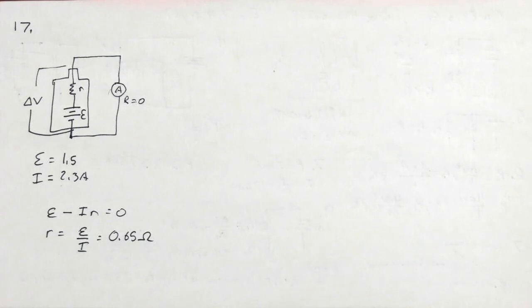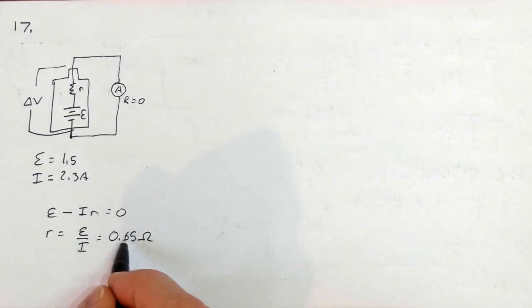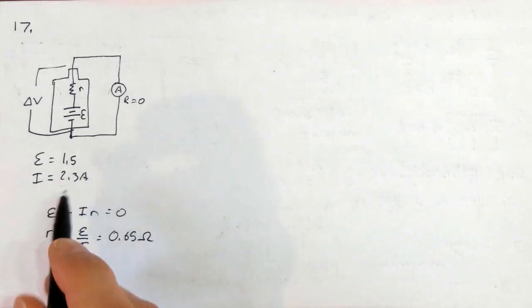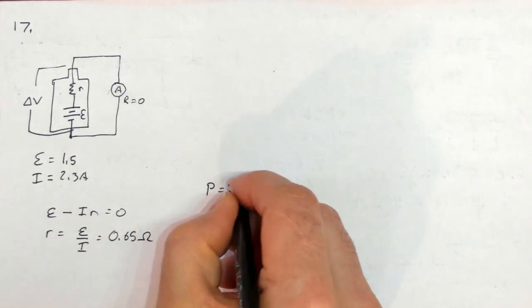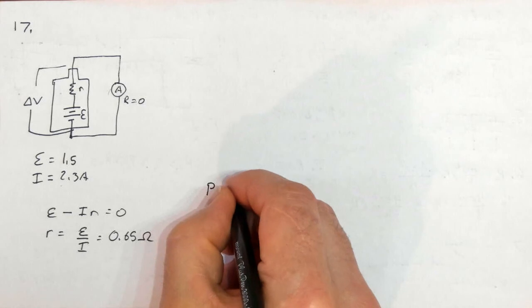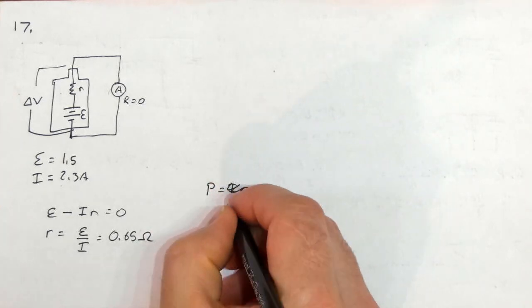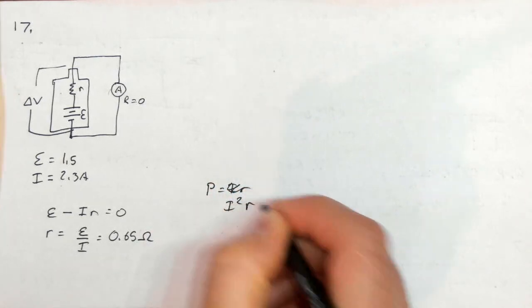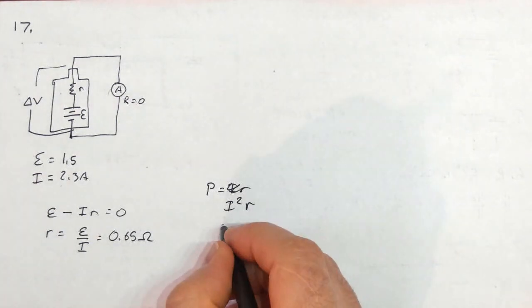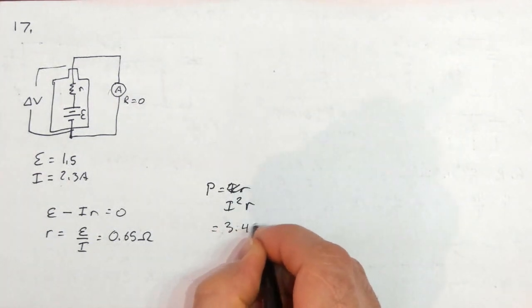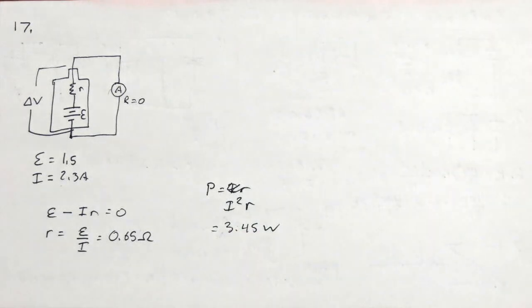The next question is how much power is dissipated? Now that we know the resistance and we know how much current flows through it, the power dissipated by the resistor is I squared R. P equals I squared R. And with that, I can plug in the current, and I get 3.45 watts.